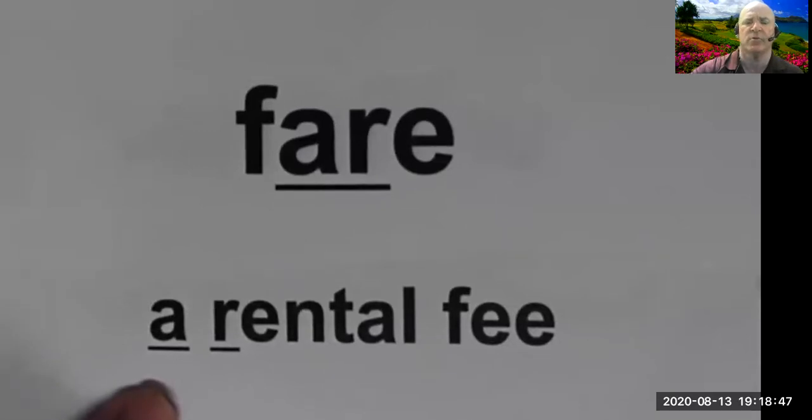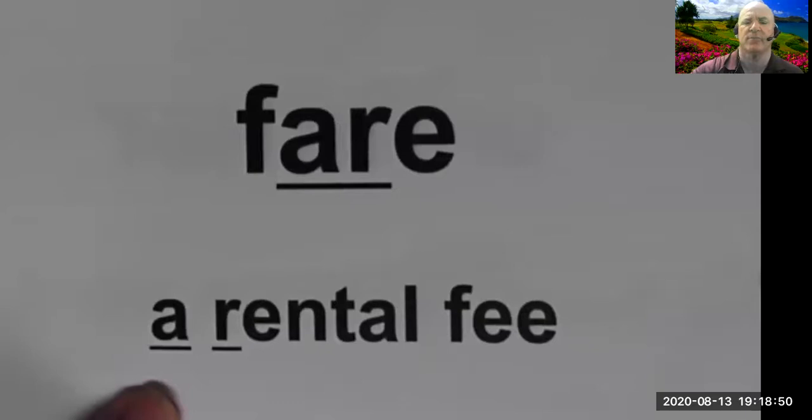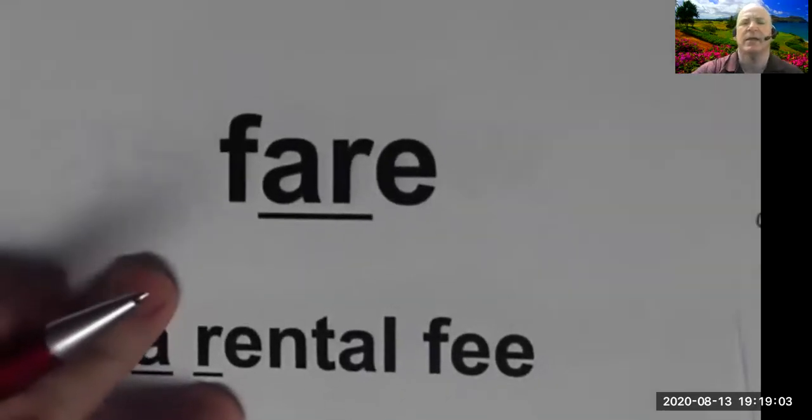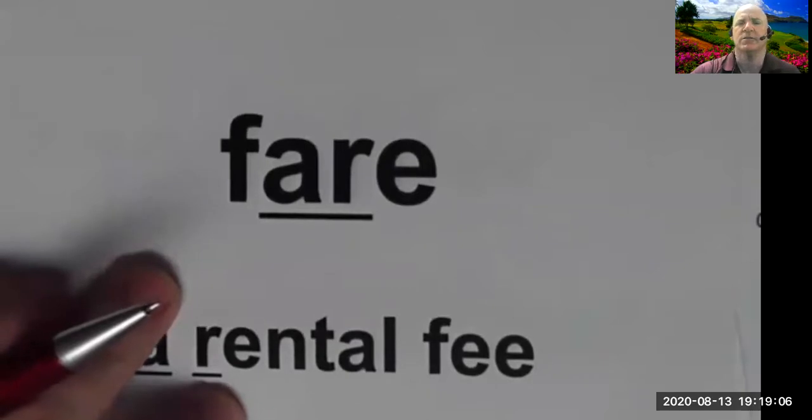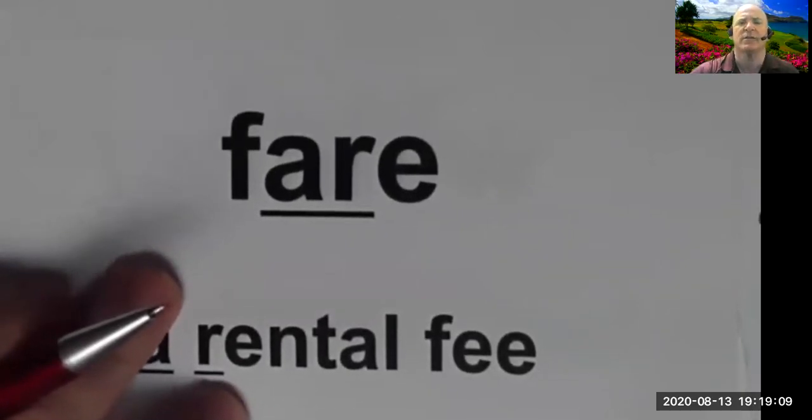The first one is starting on page 33. The first word is fair. And I underlined the AIR because you can think, oh, fair is when something always is right, or fare, same sound, different word, A-R-E, a rental fee. And so what I would like to do is I'm going to make a sentence, and then your job as students is going to be to draw a picture with those 2 words in a sentence written out and a picture that's colorful that goes with it.